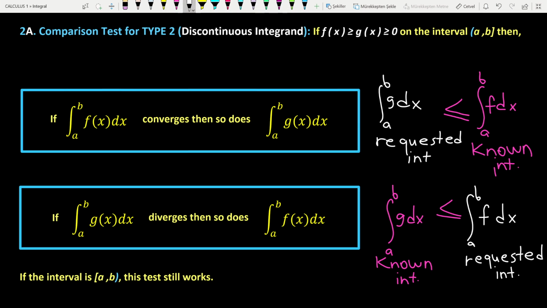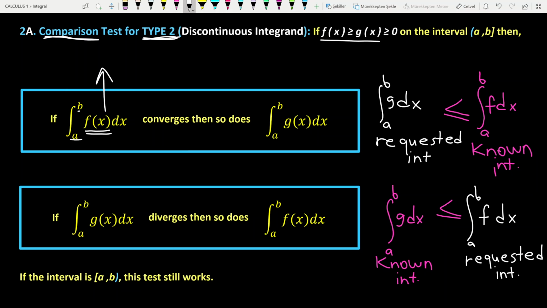If a function f is not continuous at least in one of the boundaries of integration, in this case, the integral is called second type improper integral. In this part, I give 3 convergence tests for second type improper integrals, and the first test is called comparison test or direct comparison test.